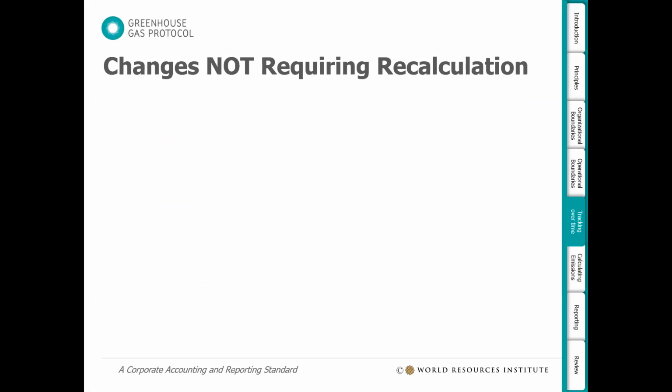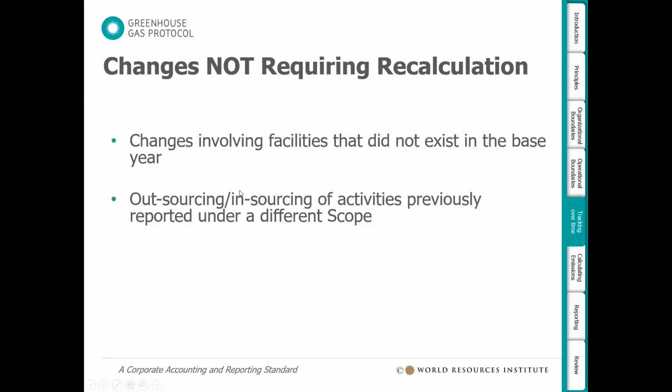Just to make clear, I thought it'd be useful to list on a single slide the various instances when organizational boundaries never trigger recalculations of the base year inventory. We've gone through two of these already. We've seen that recalculations are not necessary when changes occur that involve facilities that didn't exist in the base year inventory, and when we're dealing with outsourcing or insourcing of activities that were previously reported under a different scope.